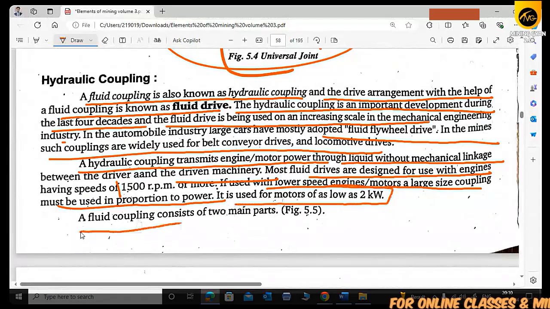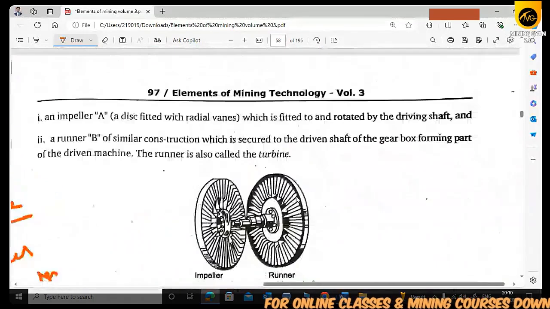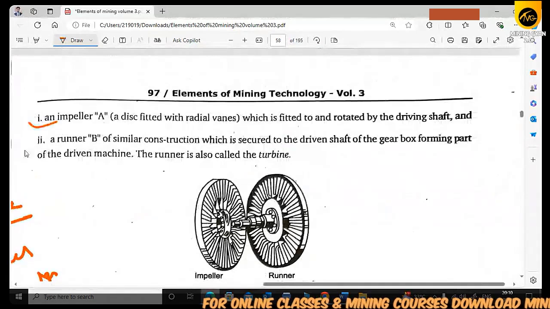A fluid coupling consists of two main parts. The first one is the impeller, and the second one is the runner.